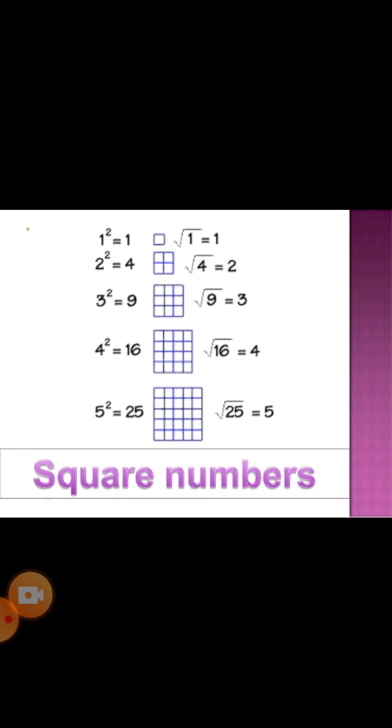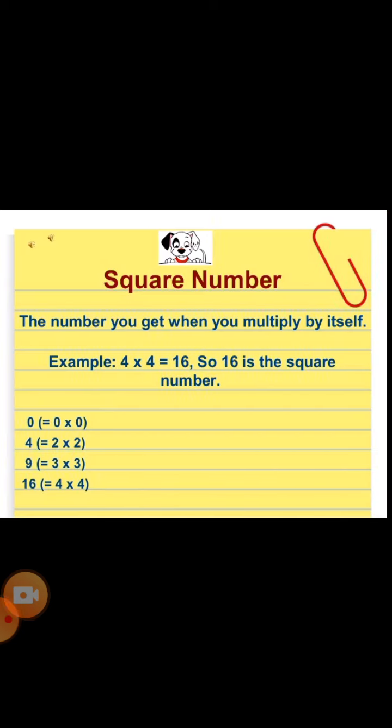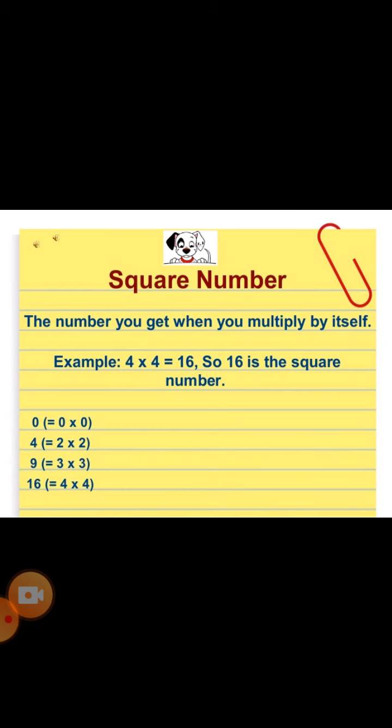Here we have some other examples of square numbers. The square of number 1 is equal to 1, the square of number 2 is equal to 4 and so on. We already discussed these examples. Next we discuss square numbers. What is a square number? The number you get when you multiply a number by itself. For example, 4 multiplied by 4 is equal to 16. So 16 is a square number.